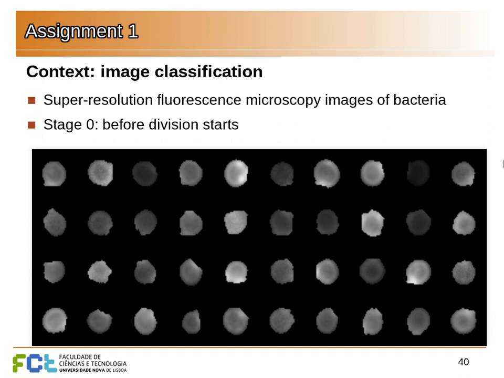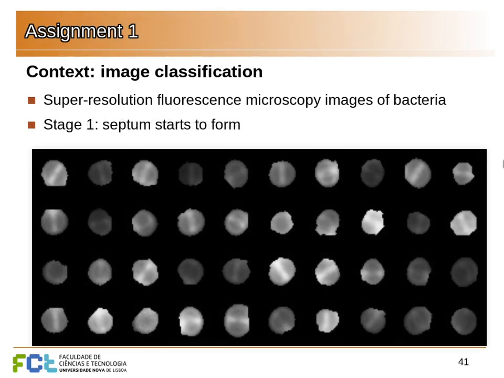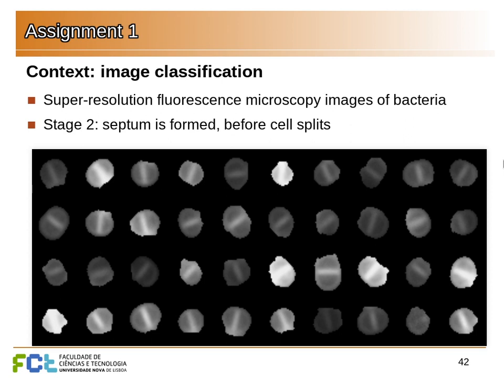So this takes some work, but they have labeled stages 0, 1, and 2 of the cell cycle. Stage 0 is before division starts, so the cells are like this. In stage 1, the septum starts to form, so you can have more fluorescence here, because the fluorescence is on the membrane, and when the septum starts to form, you have a larger fluorescence on that waistband of the cell. So this is stage 1, and stage 2 is when the septum is formed, and the cell is about to divide, but before the cell divides.